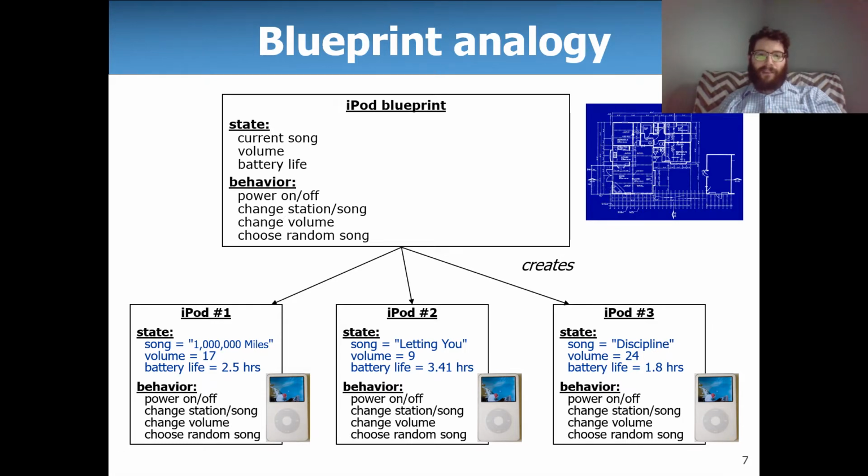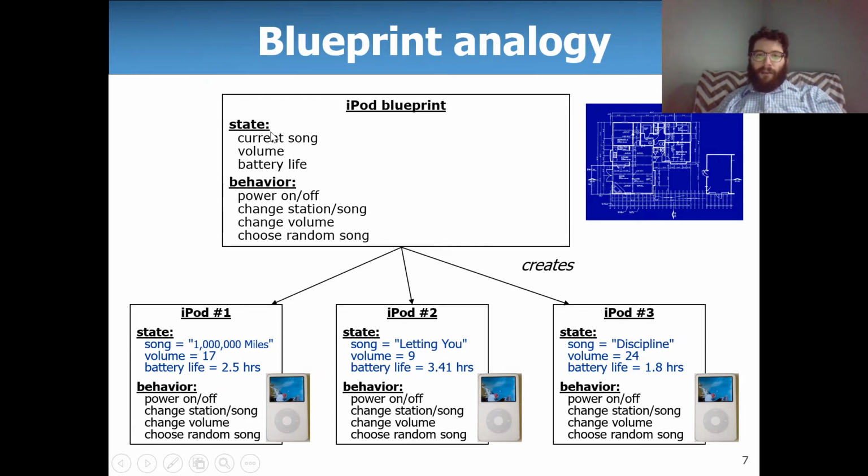So what's the difference between a class and an object? Classes are a template for building objects. The analogy that almost everybody uses is a blueprint. A class is a blueprint for building things, and those things that you build are the objects. So for instance, here's an iPod blueprint. Each of these are first generation iPods.